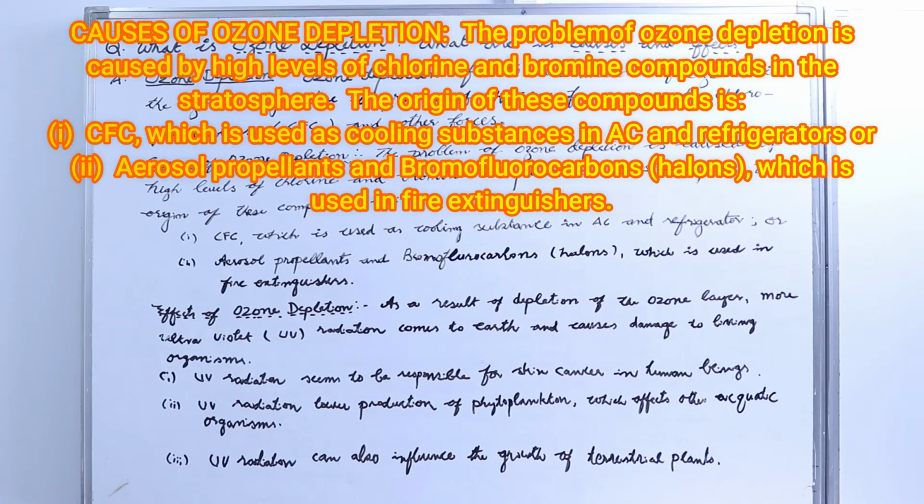Look at the causes again. Causes of ozone depletion. The problem of ozone depletion is caused by high levels of chlorine and bromine compounds in the stratosphere. The origin of these compounds is CFC, chlorofluorocarbons, which is used as cooling substance in air conditioners and refrigerators, or aerosol propellants, and bromofluorocarbons, halogens, which is used in fire extinguishers.